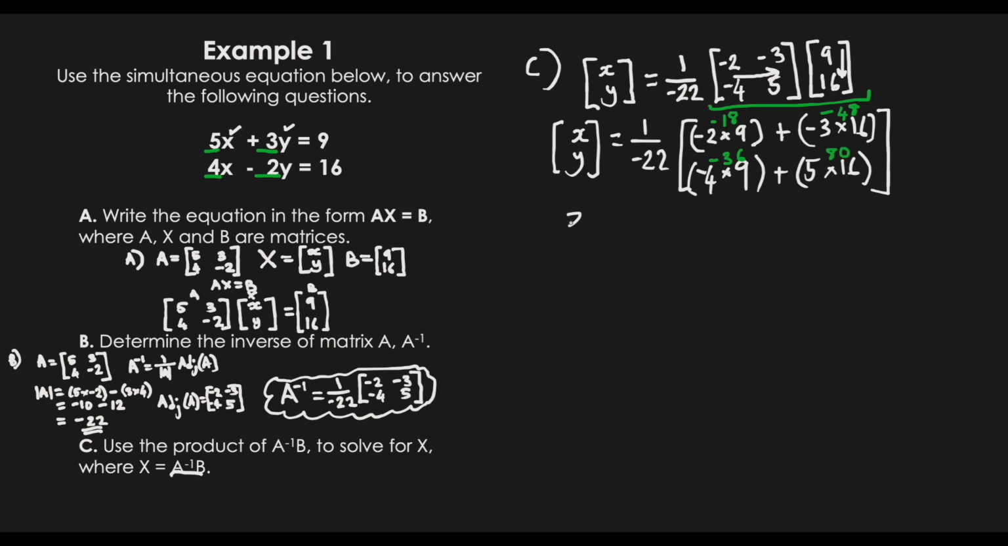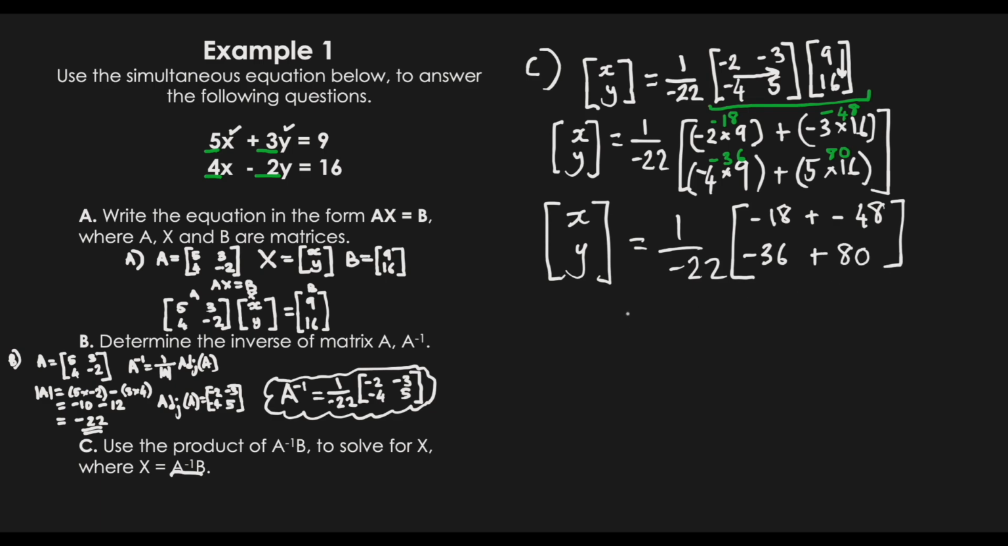So in essence, we will have here xy is equal to 1 over -22. Then inside here, we'll have -18 plus -48, and then we'll have -36 plus 80. When we simplify that, we'll end up with 1 over -22. -18 plus -48 is -66. And then -36 plus 80 would give us +44. So that's what we're going to get right now.